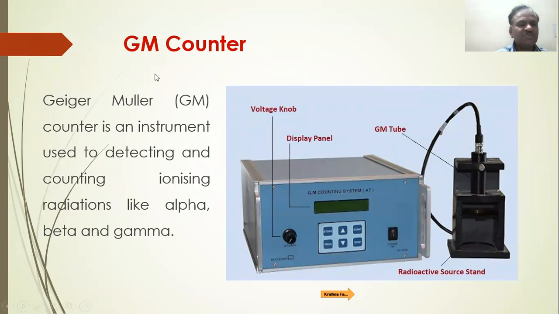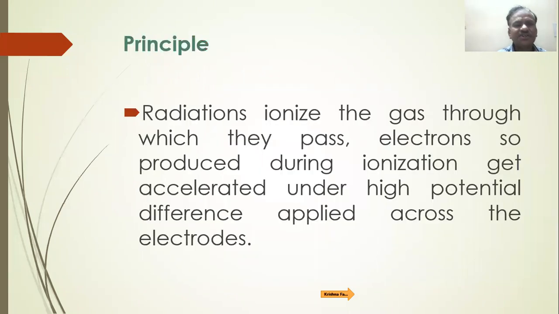Next one is, what is a GM counter? Nothing but a Geiger-Muller counter. And this Geiger-Muller counter is used for what? For the detection and also the measurement of radiations.